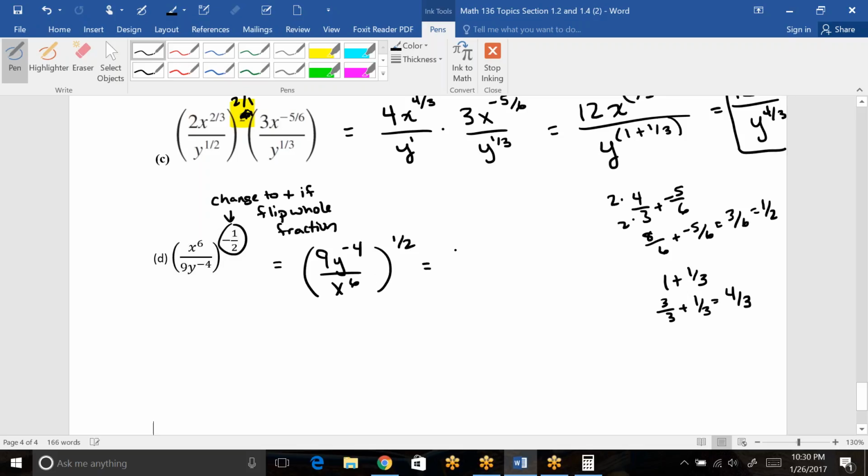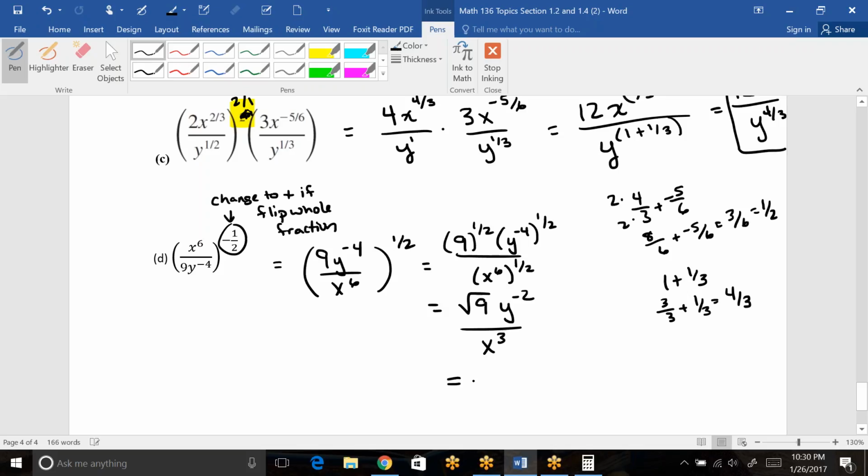Now we would take 9 to the 1/2, y to the negative 4 to the 1/2, and x to the 6 to the 1/2. So this is the square root of 9 times negative 4 times 1/2 would be negative 2, and 6 times 1/2 is 3. So the square root of 9 is 3, y to the negative 2 over x to the 3rd, and then we move the y to the negative 2 to the bottom.